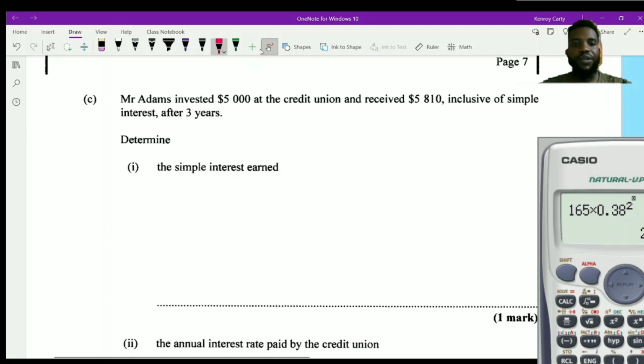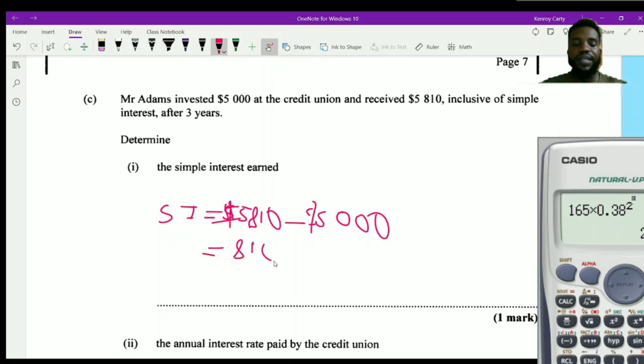Now, of course, the money he received would include the simple interest because he said he received 5,810 inclusive of simple interest. Determine the simple interest. So we only need to subtract. The simple interest here is simply going to be $5,810, let me make sure this is the dollar sign here, subtract what you invested, which is called the principal. Very important terms to know. So this becomes $810 as the interest. Don't forget the dollar sign. Without the dollar sign, it's not money.